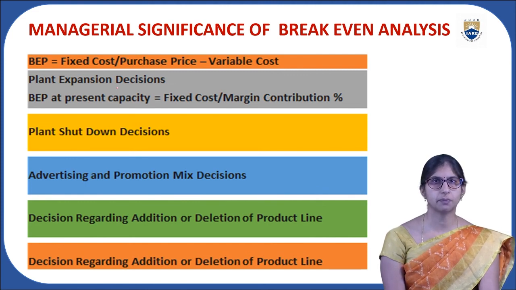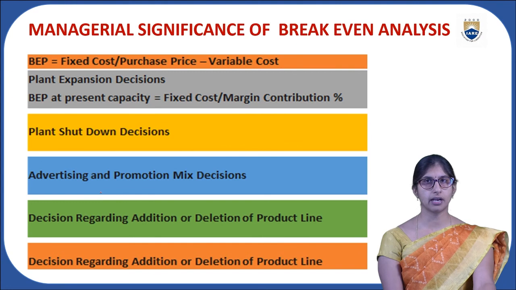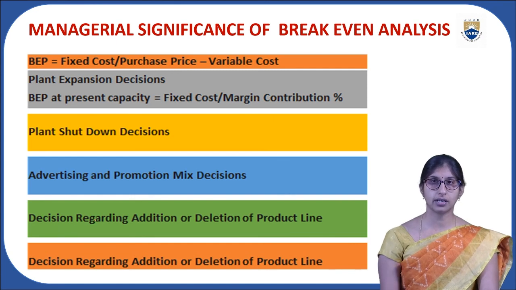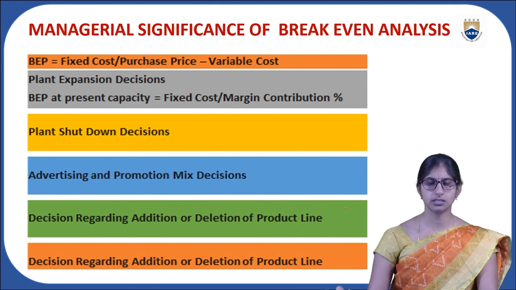For plant expansion decisions, we can use BEP at present capacity equals fixed cost divided by margin contribution percentage. Next, for plant shutdown decisions we can also take this BEP. For advertising and promotion decisions we can also use break-even analysis. And for decisions regarding addition or deletion of a product line we can use it as well. So this is all about break-even analysis.